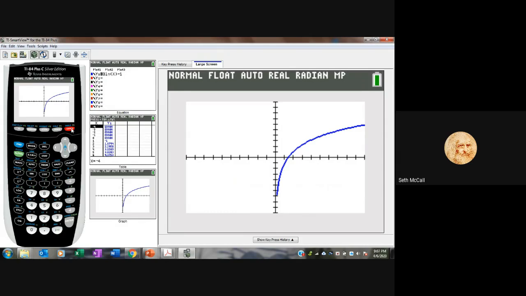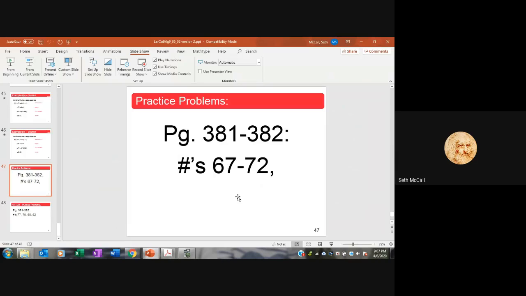And there you go. There are the problems 67 through 72.